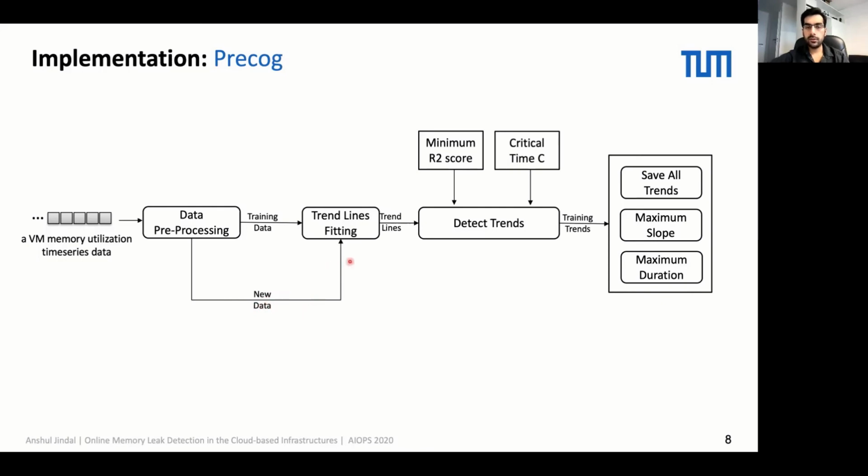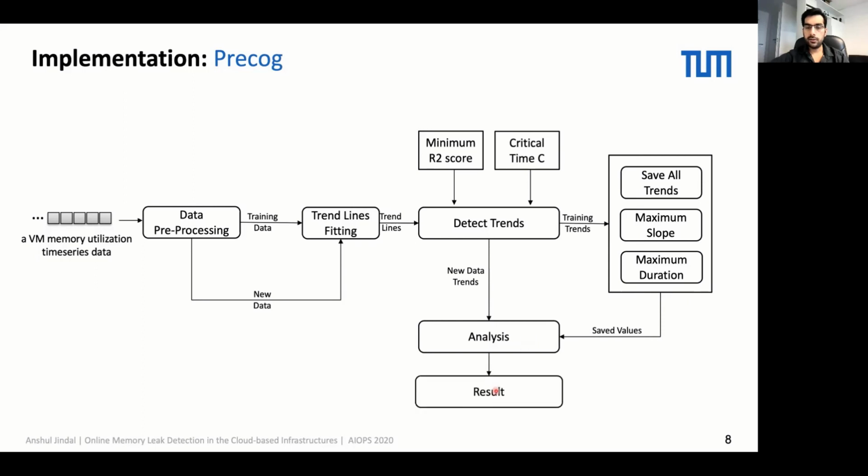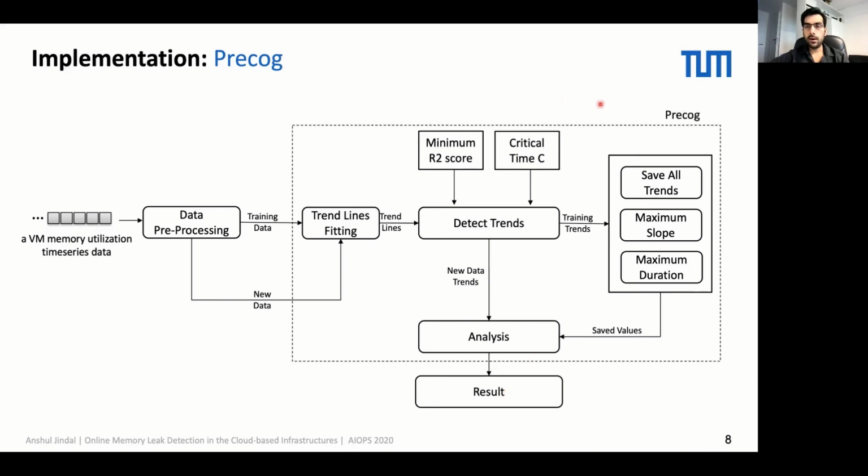Again, this new data is passed into the trend lines fitting module, which detects the trend lines, and it is passed into the detect trends module. Then, based on the R square score and the critical time C, we detect the new trends. These new trends are then compared with the training trends to see whether they are bigger than the training trends. By bigger, I mean that they have a higher slope and a longer duration, so that we can classify these new data trends as memory leak trends or not. If they are bigger than the training trends, we say that these new data trends are memory leak trends, and this results in that particular trends window being anomalous. This whole part is part of the Precog algorithm.